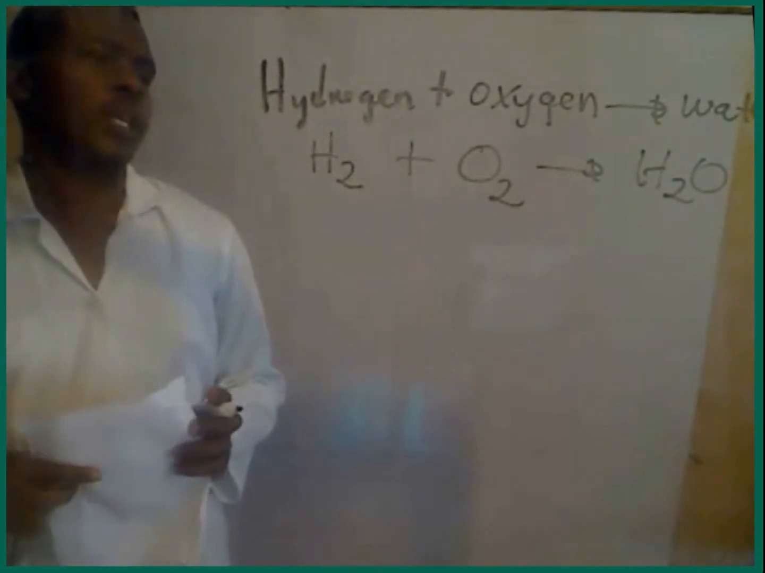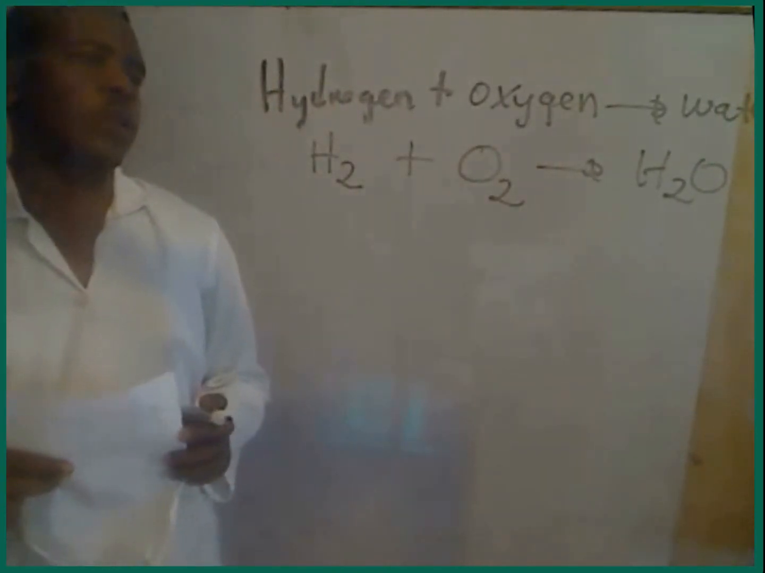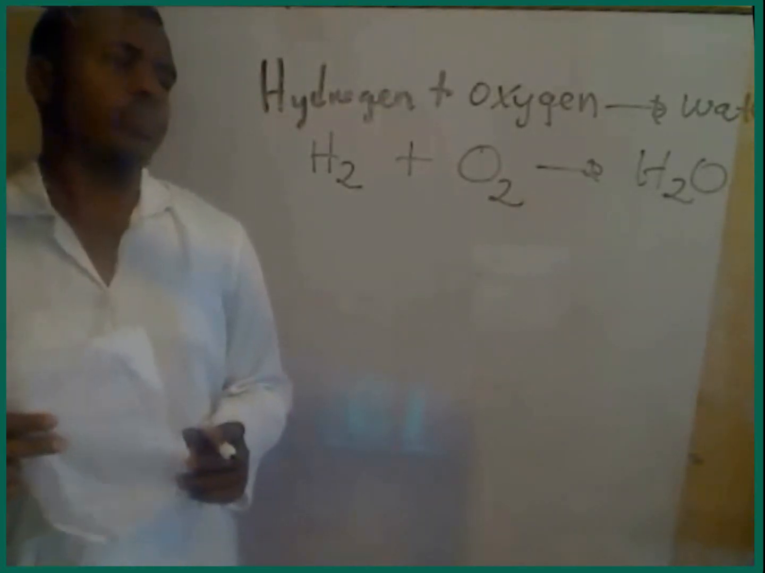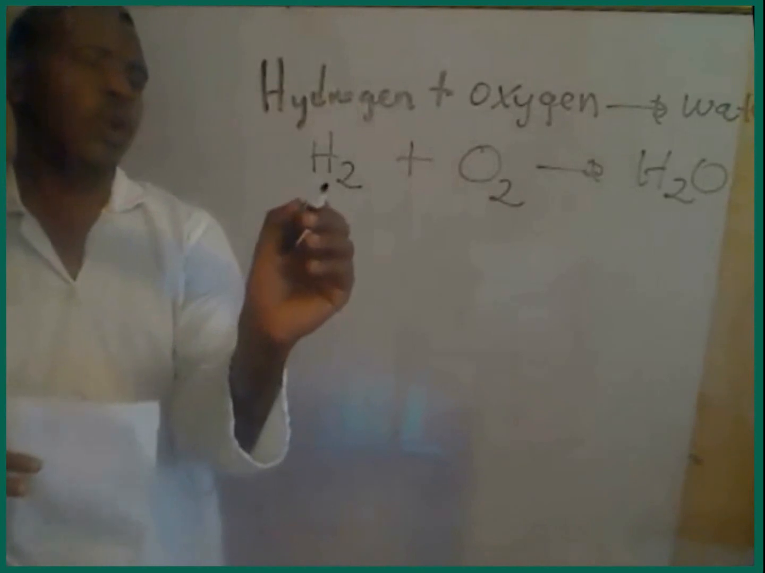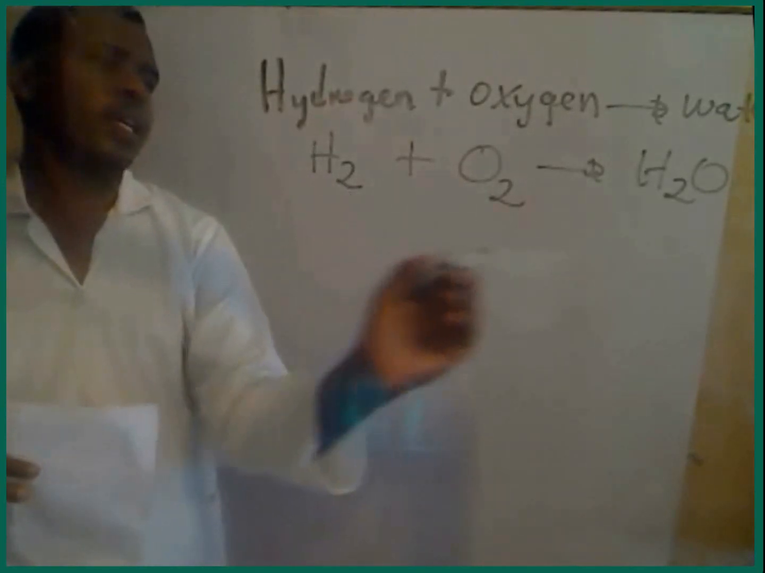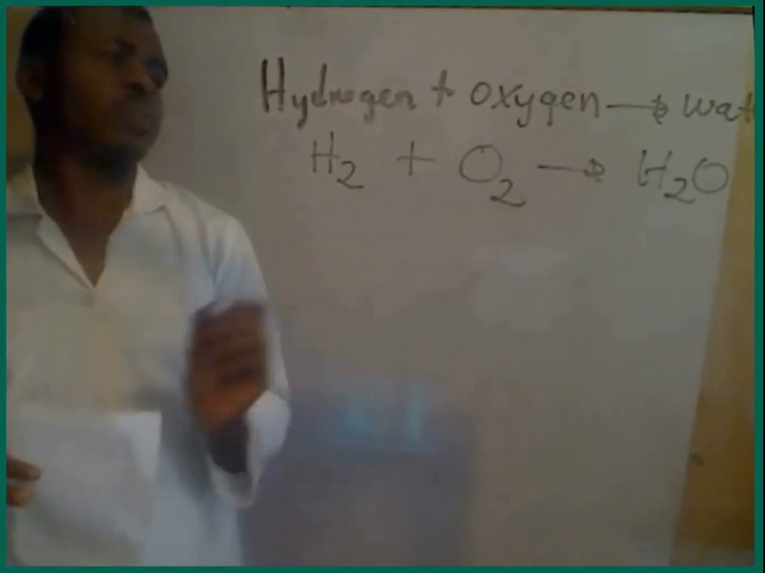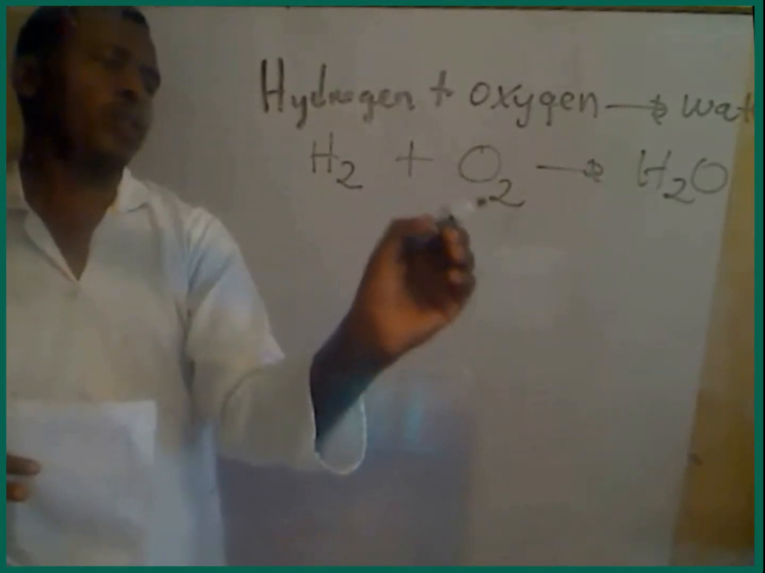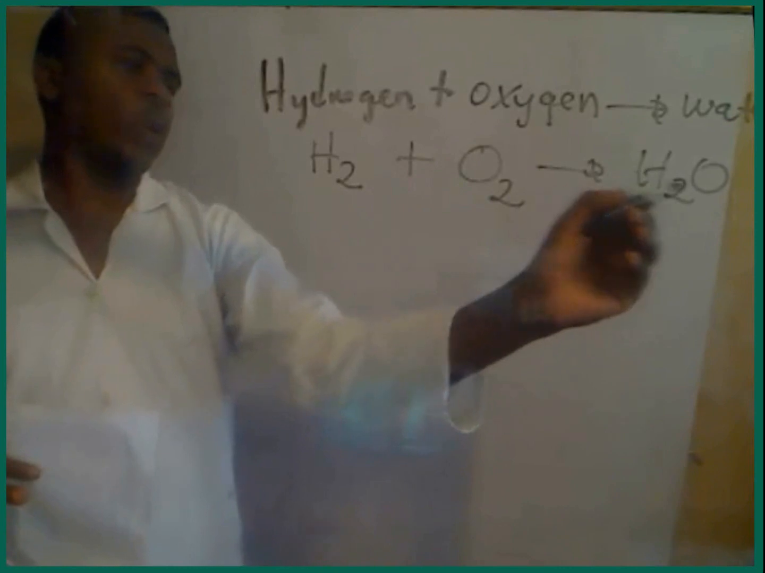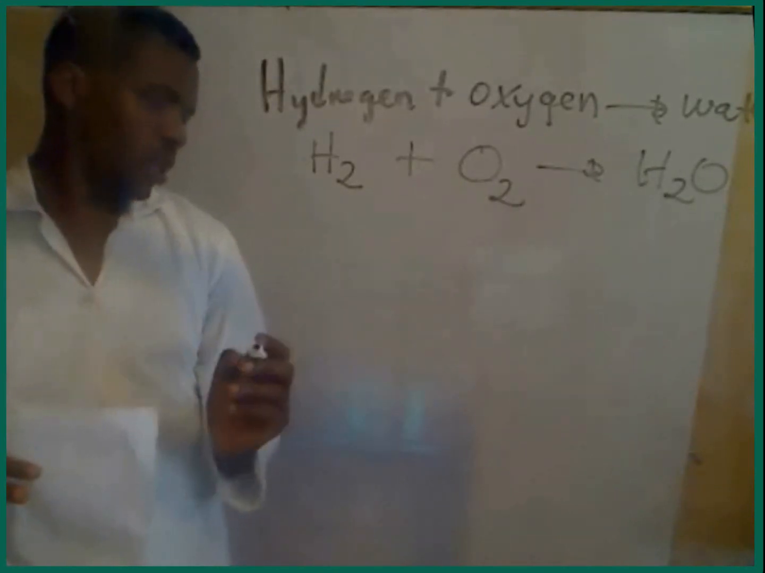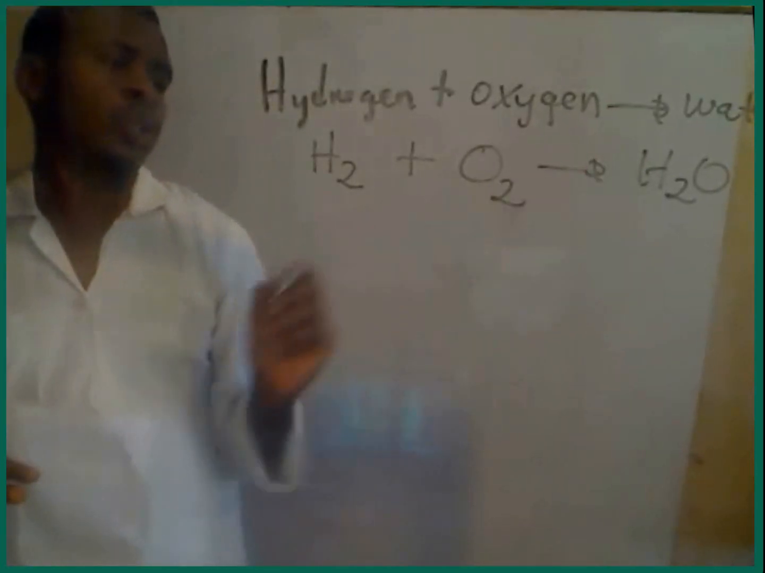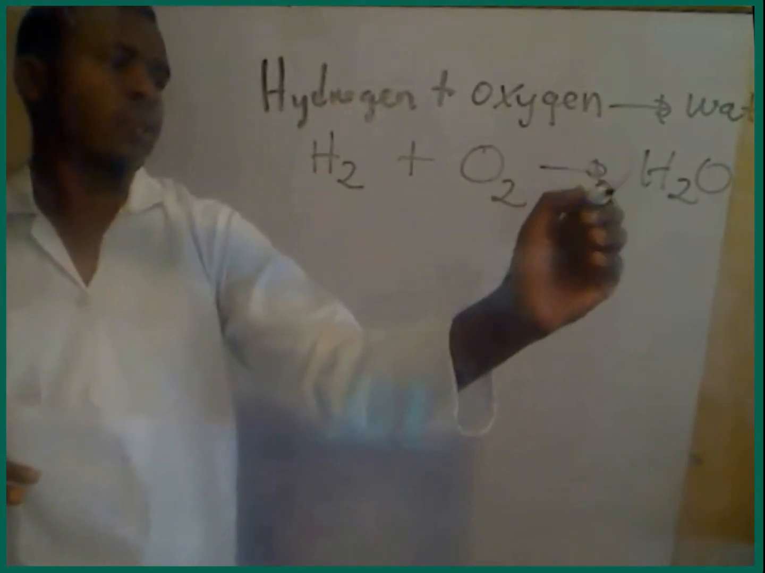So the next thing, we have to count the number of atoms on both sides of the equation. So I have 2 atoms of hydrogen here, 2 atoms of hydrogen. So hydrogen is okay so far. Look at oxygen. We have 2 atoms here, we have just 1 atom of oxygen. So we go to where there is less and we increase it, using whole numbers. So we can put 2 there.